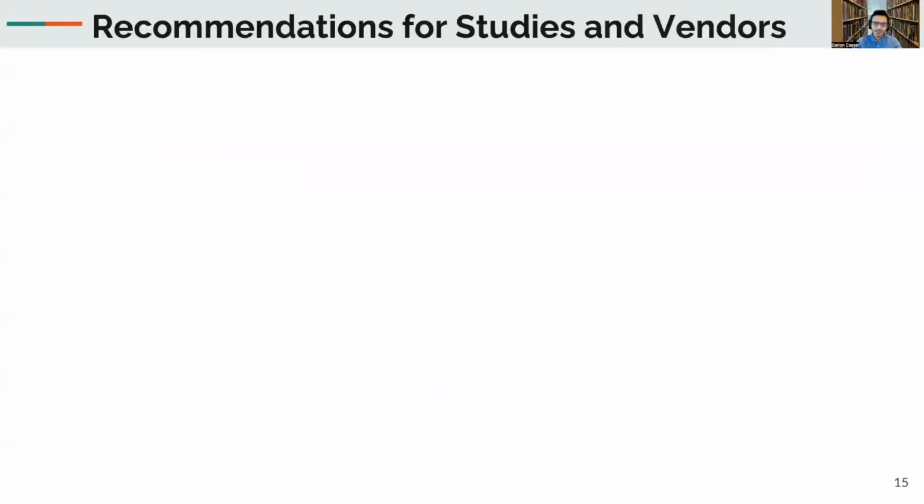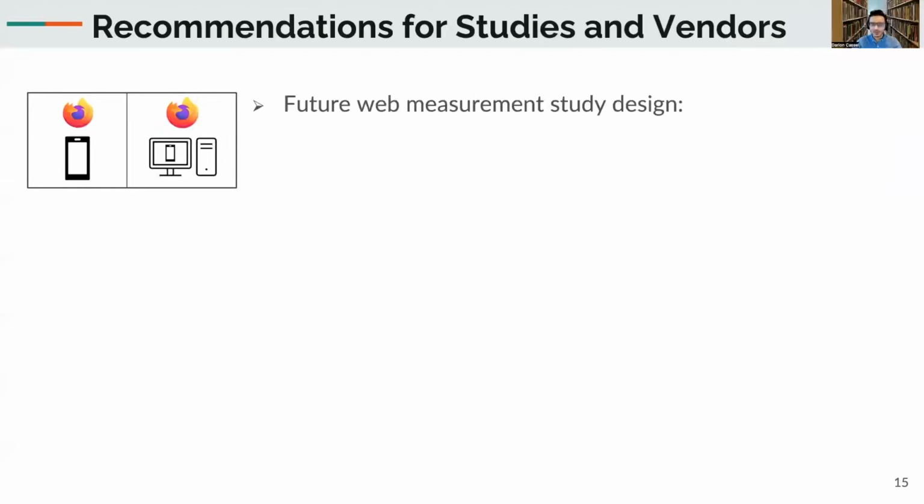Okay, with these answers to the research questions in mind, we developed a set of recommendations both for future web measurement studies and for privacy-focused browser vendors. First, looking at our recommendations for future web measurement study design.